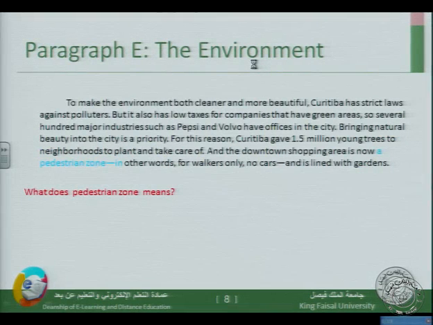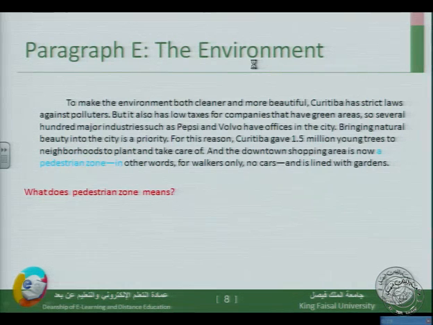To make the environment both cleaner and more beautiful, Curitiba has strict laws against polluters, but it also has low taxes for companies that have green areas. Several hundred major industries such as Pepsi and Volvo have offices in the city. Bringing natural beauty into the city is a priority. For this reason, Curitiba gave 1.5 million young trees to neighborhoods to plant and take care of.